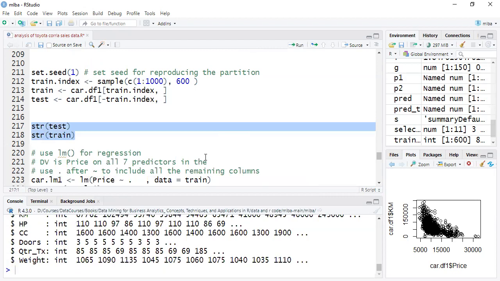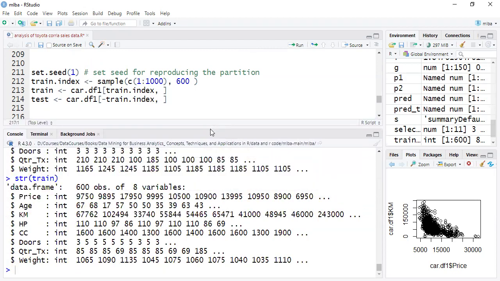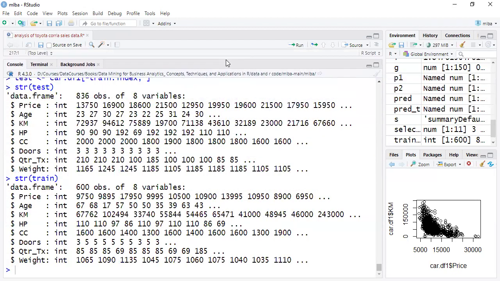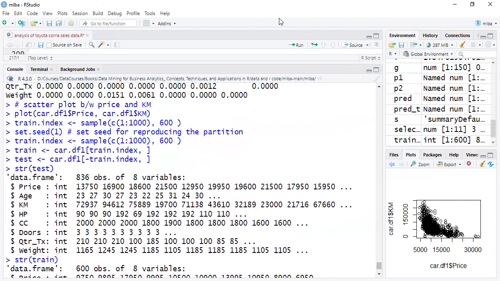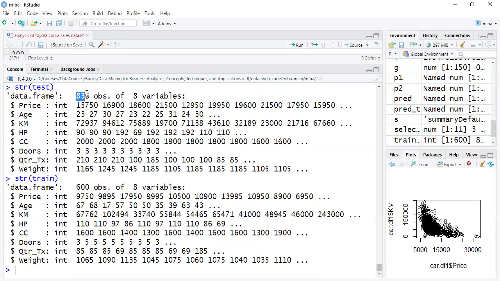Does anyone have a question regarding the segmentation? This is called the train and test split. If anyone has a question in this segment, you can ask. 836 observations and 600 observations, 8 variables and 8 variables, right?